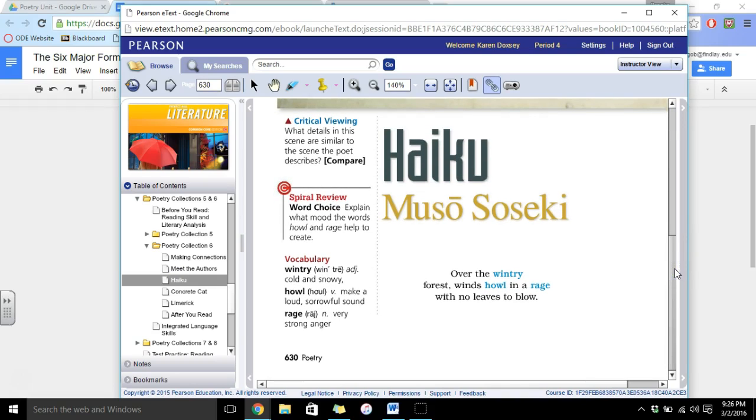Haiku. Over the wintry forest winds howl in a rage with no leaves to blow. If you count the syllables, over the wintry is 5 syllables. Forest winds howl in a rage is 7, and with no leaves to blow is 5.